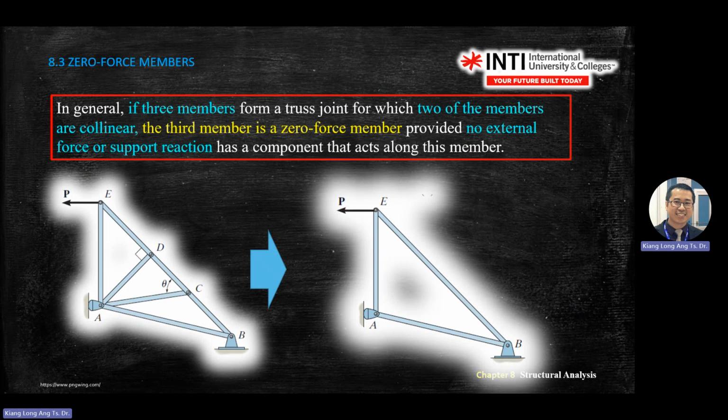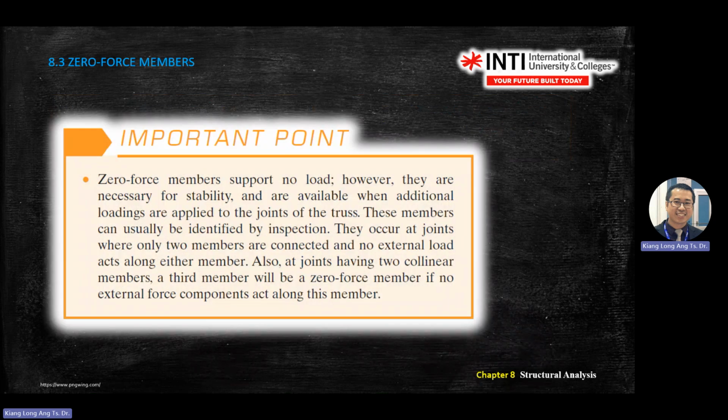So you simplify the one on the left into the one on the right by spotting zero force members. Do not remove the external force. This is to simplify your analysis. The rest you read, this one is for your reading.